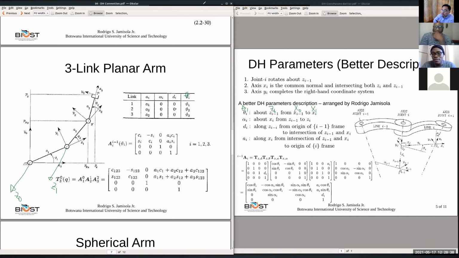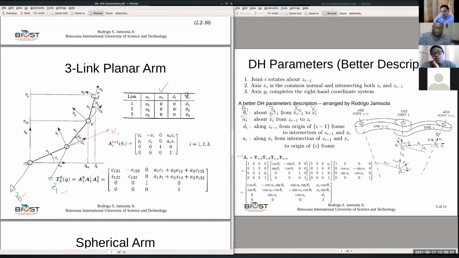The same thing applies in terms of alpha. So let's go back to alpha. Now let's do alpha 1. Alpha 1 is about x1. Where is x1? This is x1. When we are doing alpha 1, we do x1, so about x1 from z0 to z1. Where is z0? This is z0, to z1. That's z1.